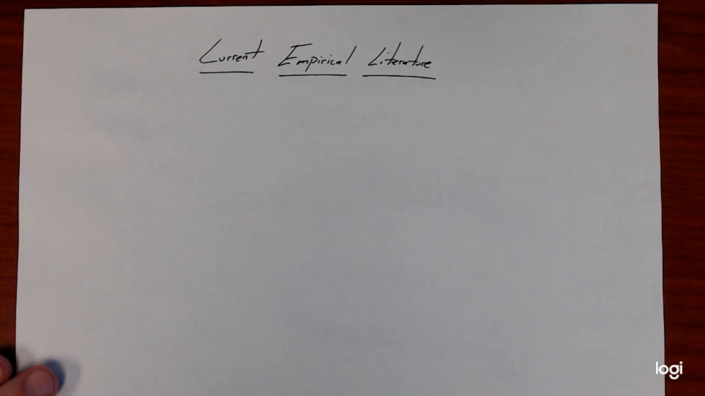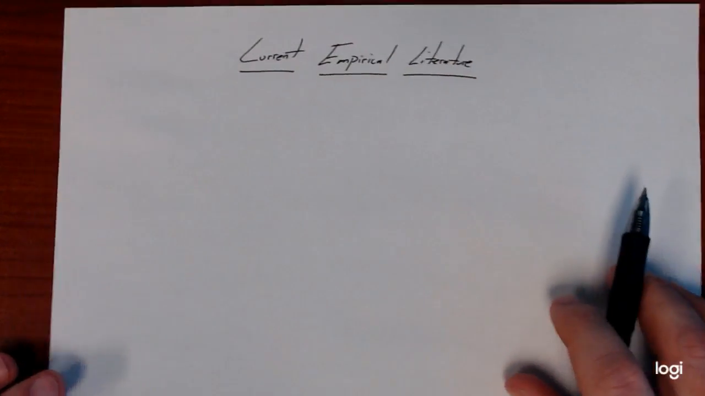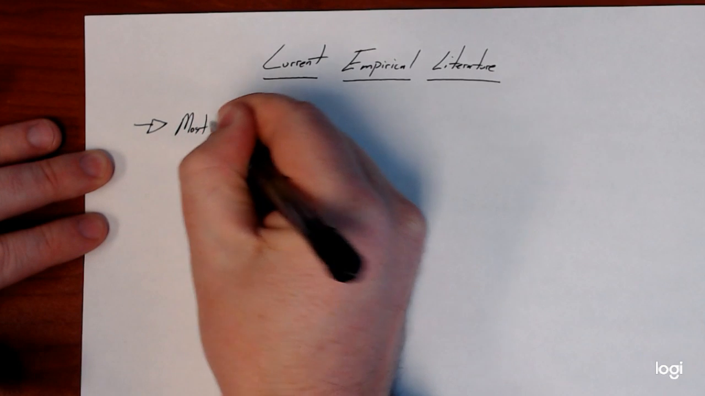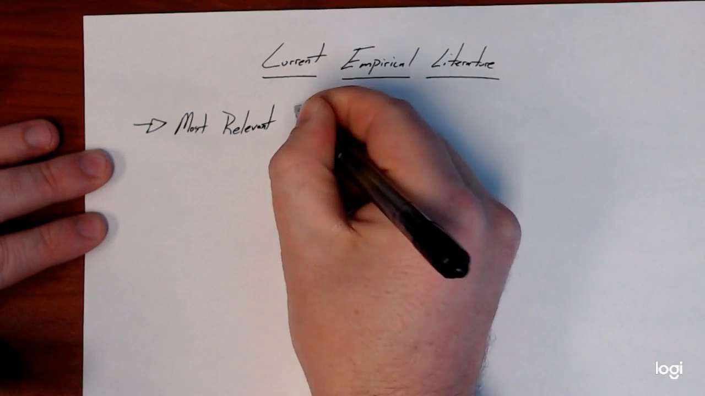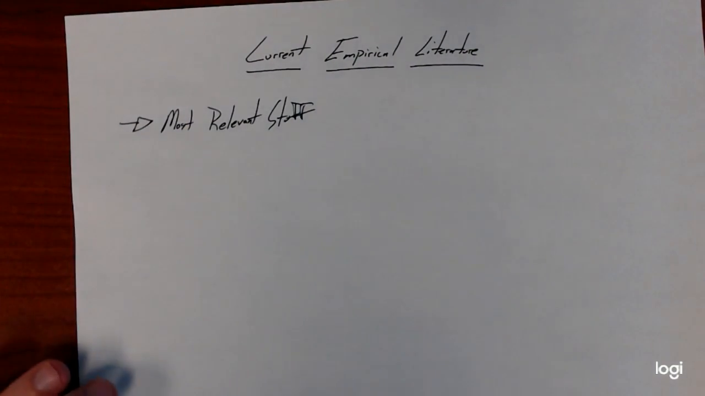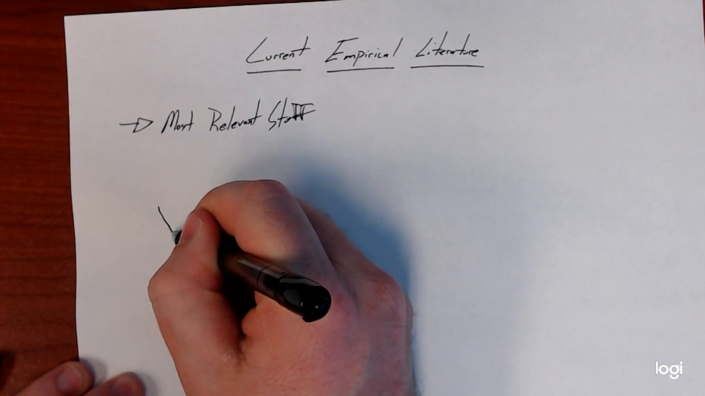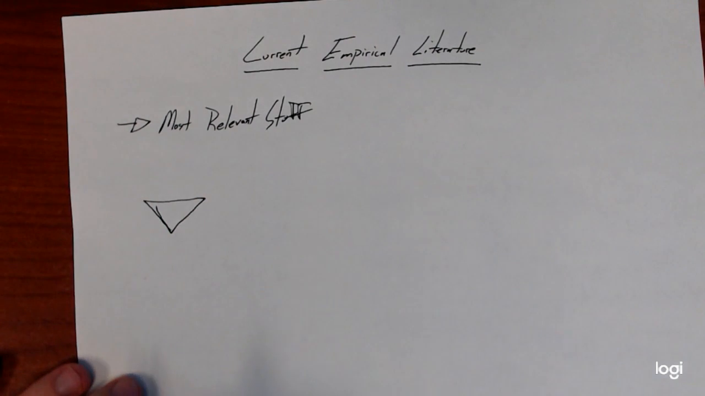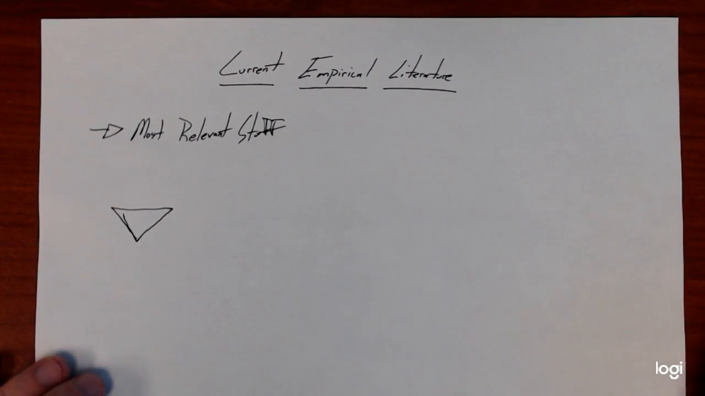So the next section that we're going to work on is the current empirical literature, right? This is now when we get to our most relevant stuff. When we start looking at this now and we start going through, we are now in a much narrower focus, right? We're down here towards the end. We're starting to now just look at what research has already been out here.